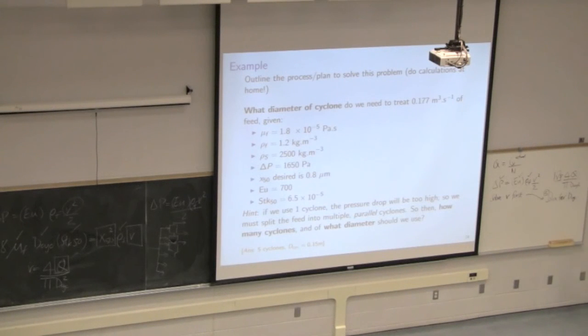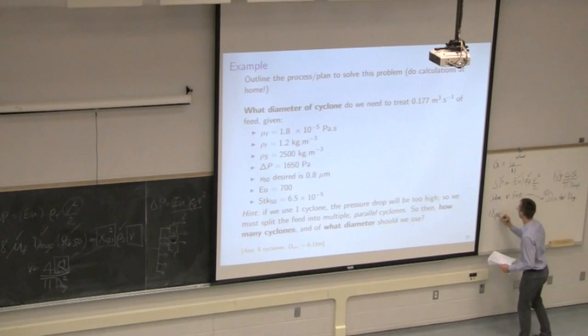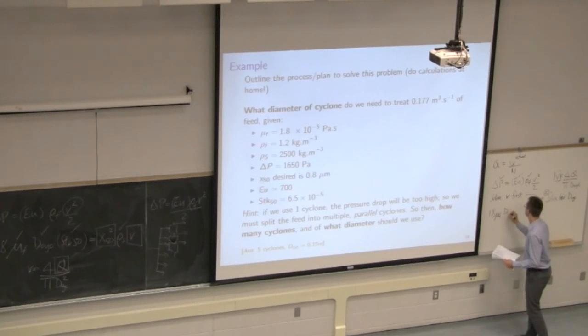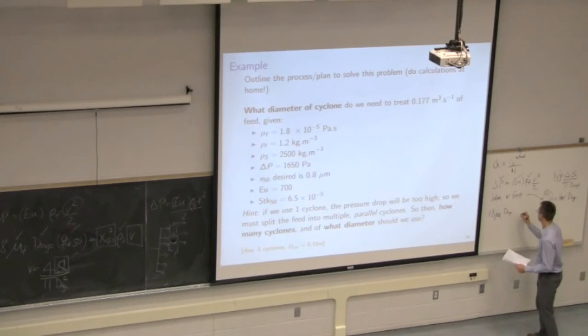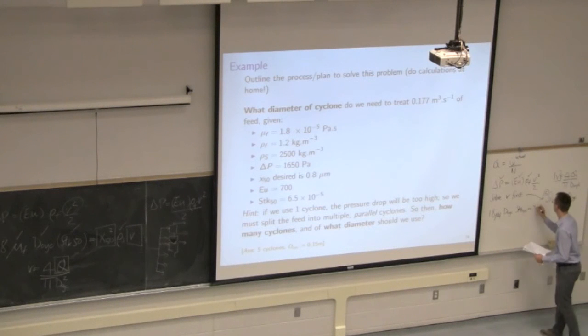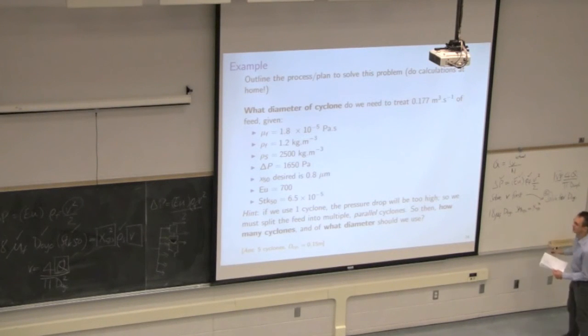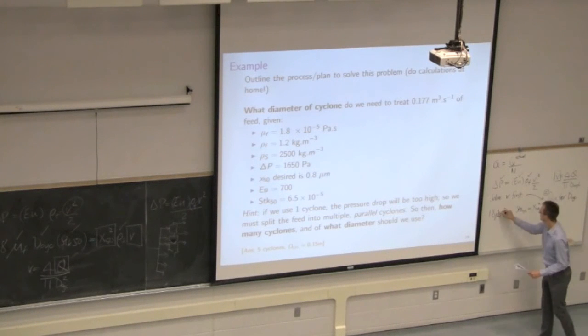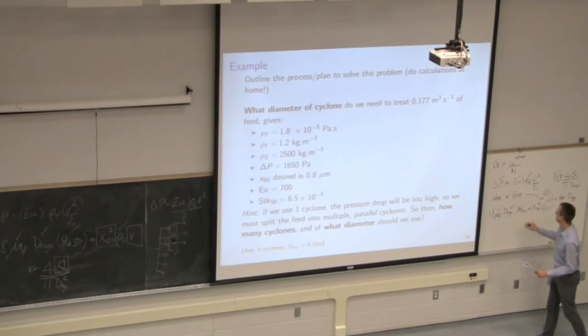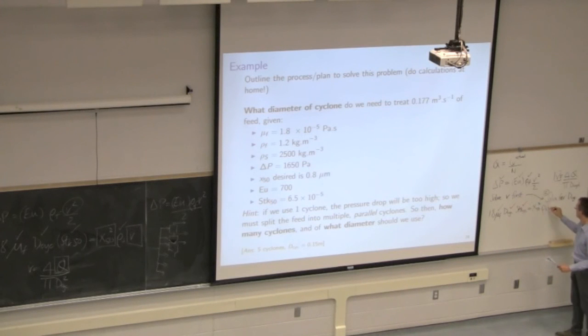Once I have that diameter of the cyclone, I can then calculate what my cut size is going to be from the Stokes equation. So if we write up the Stokes equation there, I'll just recopy what I have on the other board: 18 mu F times the diameter of the cyclone times the Stokes number is equal to x50 squared multiplied by rho s times v. So if we look at that equation, we have the density, the viscosity. I now have that diameter of the cyclone. I know my Stokes number, I know rho s, and I know that velocity v, so I can solve for x50.